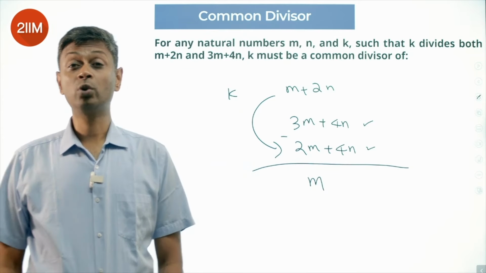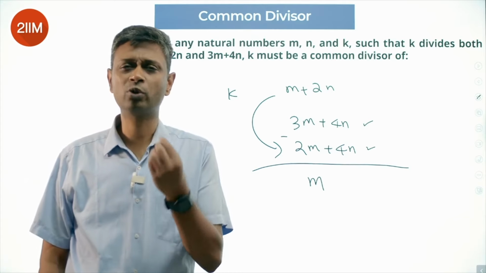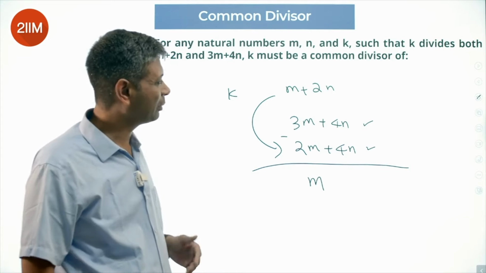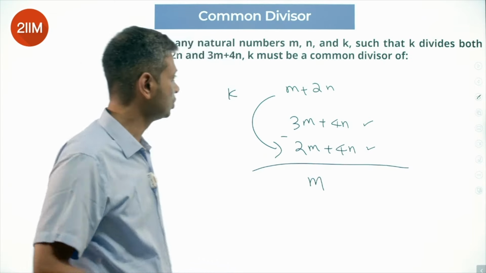K is a factor of 24, k is a factor of 18, k will be a factor of 24 minus 18. K will be a factor of 24 plus 18. So what are we doing? We're effectively saying, let me eliminate one variable, see what is remaining. So k is definitely a factor of m. What do we do next?